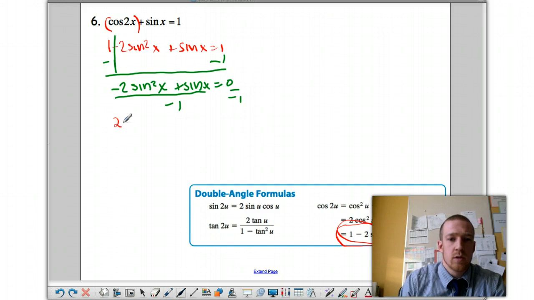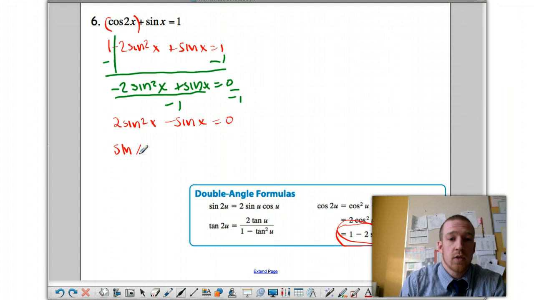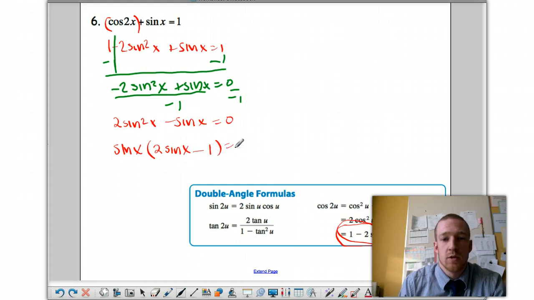So that gives us 2 sine squared x minus sine x equals 0. Now, what are we going to do? Very good, we're going to factor. So I factor out a sine x, leaves me 2 sine squared x divided by sine x is 2 sine x. Negative sine x divided by sine x is minus 1 equals 0. So now I have these 2 equations to solve.